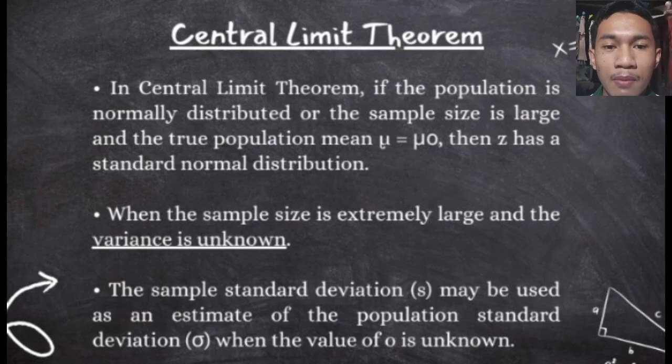So, in the central limit theorem, if the population is normally distributed or kung ang sample size kay dako na, and the true population mean mu is equal to mu sub 0, then Z has a standard normal distribution. This means that if we take many samples from a population, bisan dili normal ang original population, the distribution of the sample means mahimong normal gyapon when the sample size is large enough.